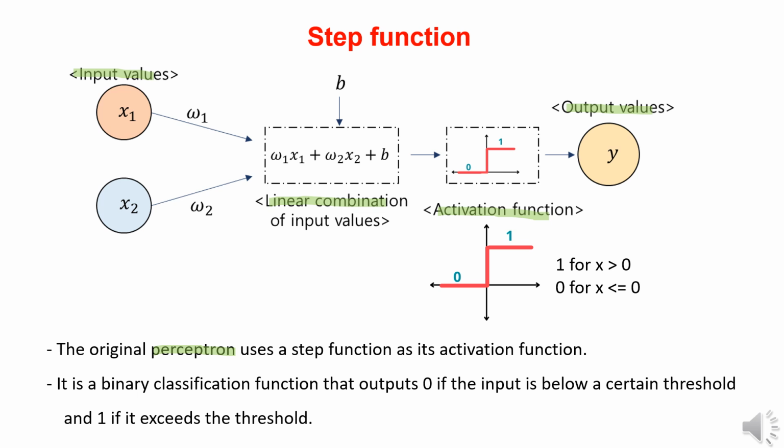In the early perceptron model, the activation function used was the step function, which outputs 1 if the x value is greater than 0, and 0 if it's less than or equal to 0. So, like the previously explained pass-fail grading method, the step function operates as a binary classification system.